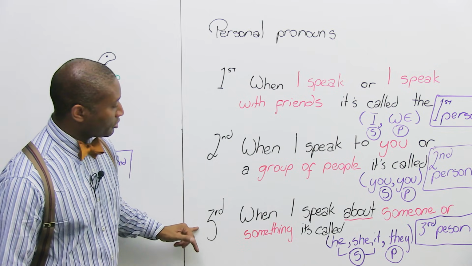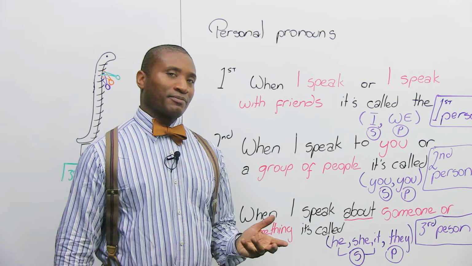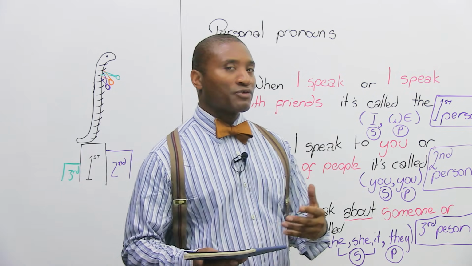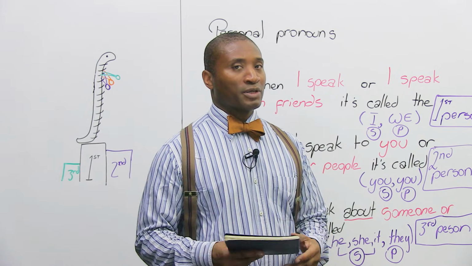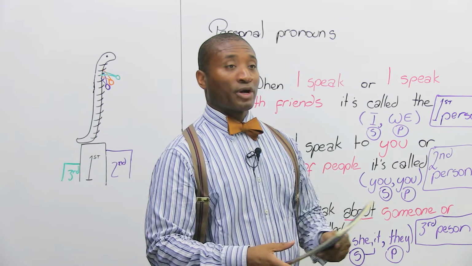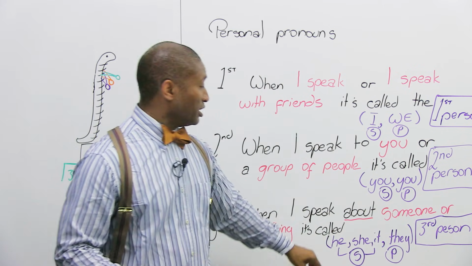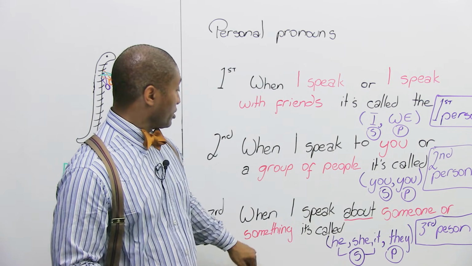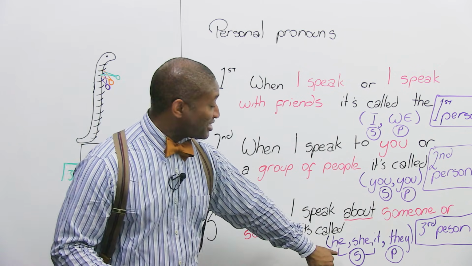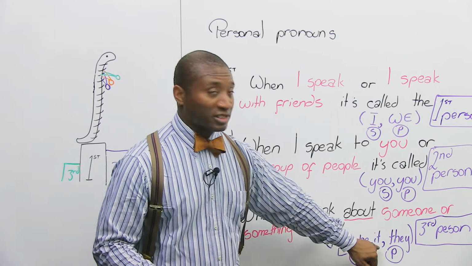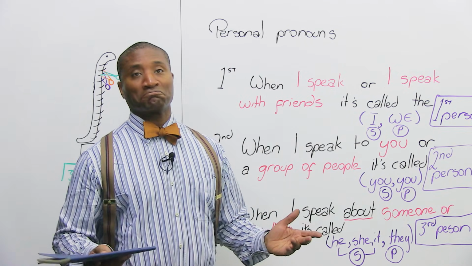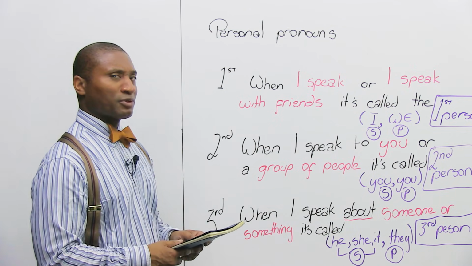The third person is when I speak about something or someone. You can think of it as they're not directly involved in the conversation. I could be talking about it. That's the third person. Or I could be talking about he or she, as in the third person. So this is when I speak about someone or something. For the singular, we have he, she, and it, because we do talk about things. For the plural, we say they. Cool? Great. That was a simple lesson.